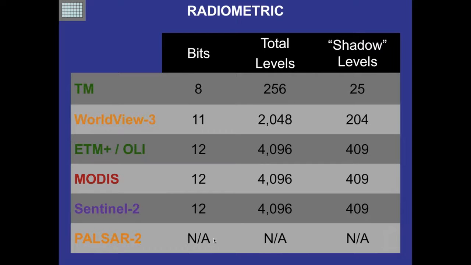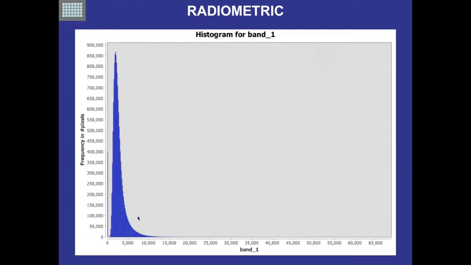For PALSAR, I've put not applicable because traditionally radar imagery is reported in decibels, and the concept of radiometric resolution just doesn't really apply, and we're going to talk a lot more about that later. But what we can do is think about how good the PALSAR ruler is at finding different objects in a scene. So if we look at the histogram for one of the PALSAR bands that we'll be working with here, the values range from around 1,000 up to 10,000 and more. And actually in the scene I'm going to show you, values go up to, I think, 40,000 or so. So values span a range of perhaps 40,000 different values.